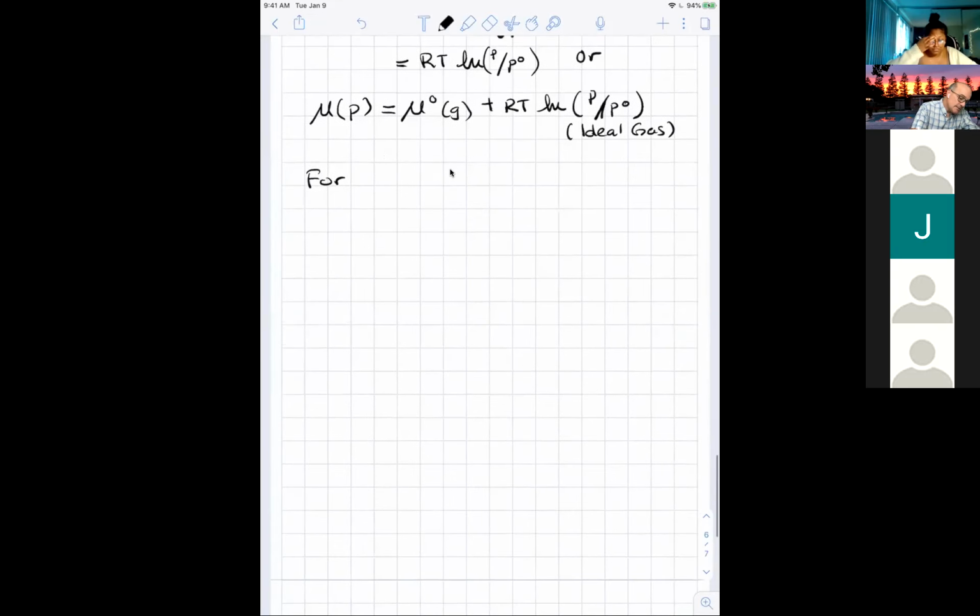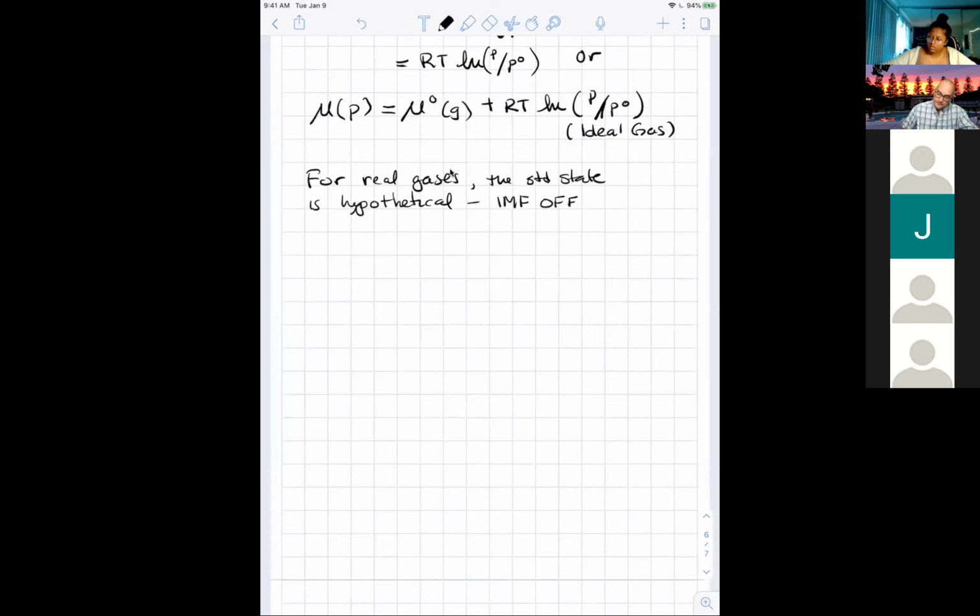Okay, for real gases, we're kind of limited here by the standard state, right? Because it's hypothetical. And I keep saying this, right? IMF off, right? The intermolecular forces are off.